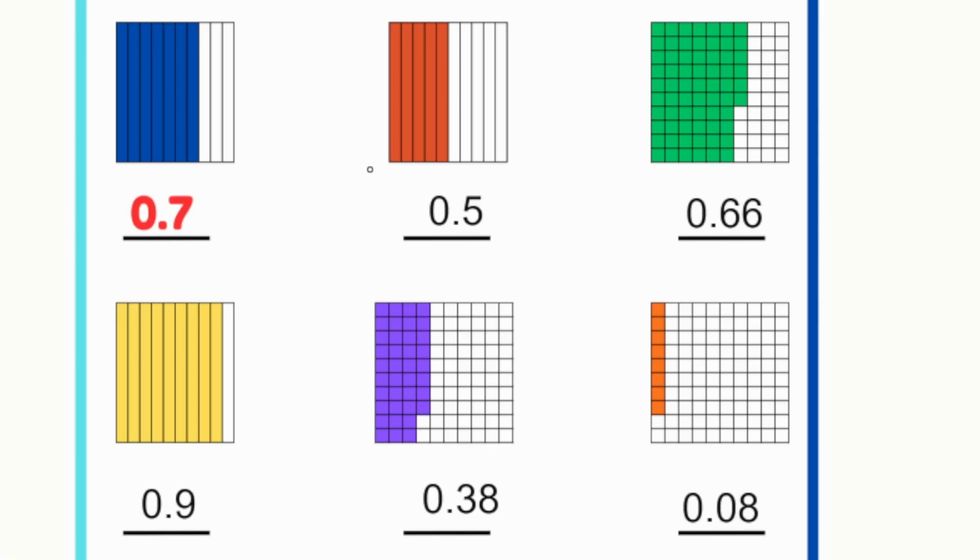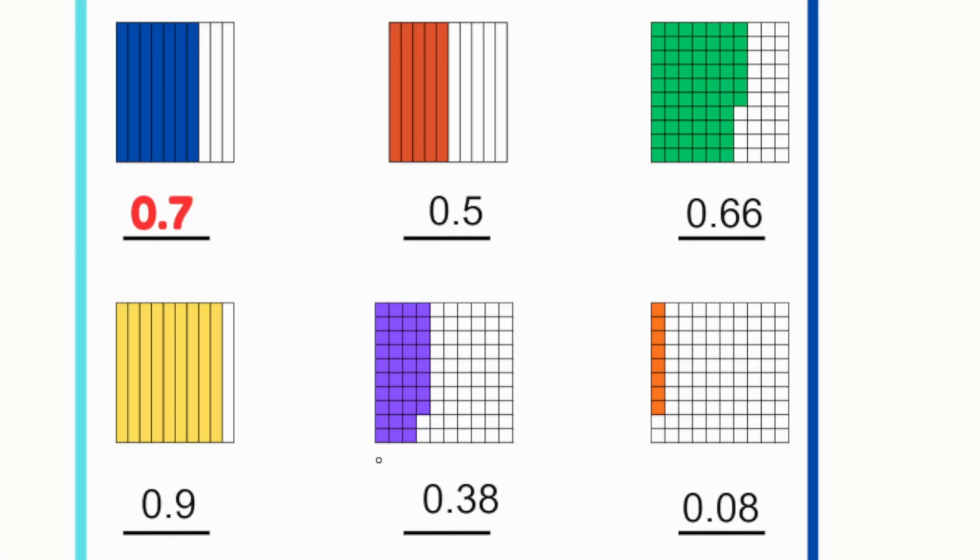We have our first one here, this orange one, which is 5/10, written as 0.5. Because you have 5 out of 10 shaded in, we're not going to any further place values. Over here, this next one, the green one, you have 66 hundredths. 6 columns of 10 are completely shaded in, giving us 6/10. But then there's 6 more ones over here, giving us 66 out of 100 shaded in. Down here, the yellow one, we have 9 out of 10 shaded in, giving us 9/10 or 0.9.